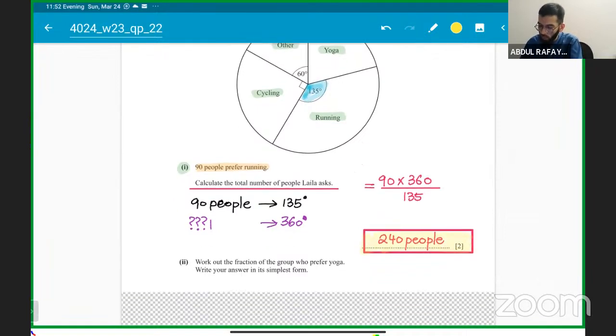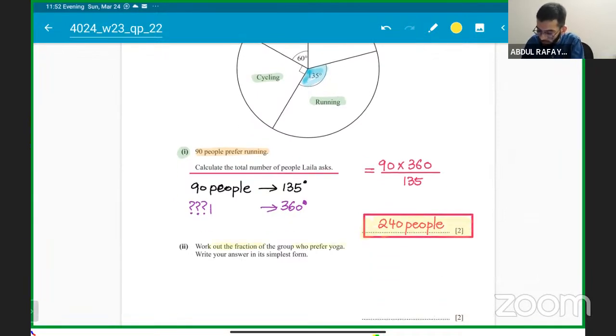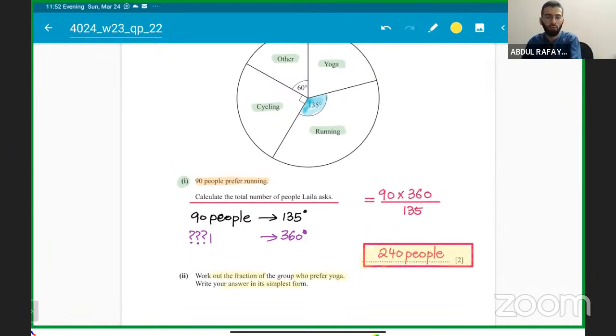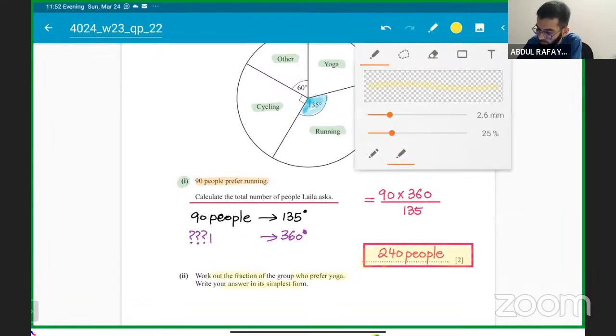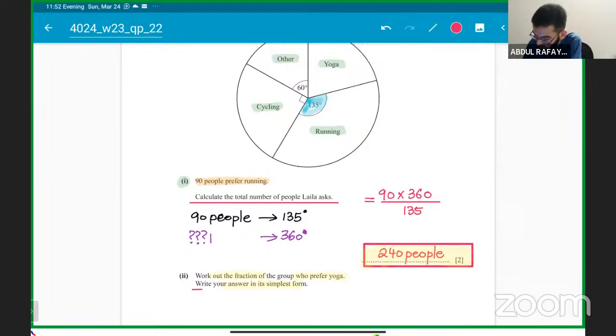Okay, moving forward, we have to work out the fraction of the group who prefer yoga. Write your answer in the simplest fraction form. So we have to write down the fraction who prefer yoga. There are two methods of solving this.